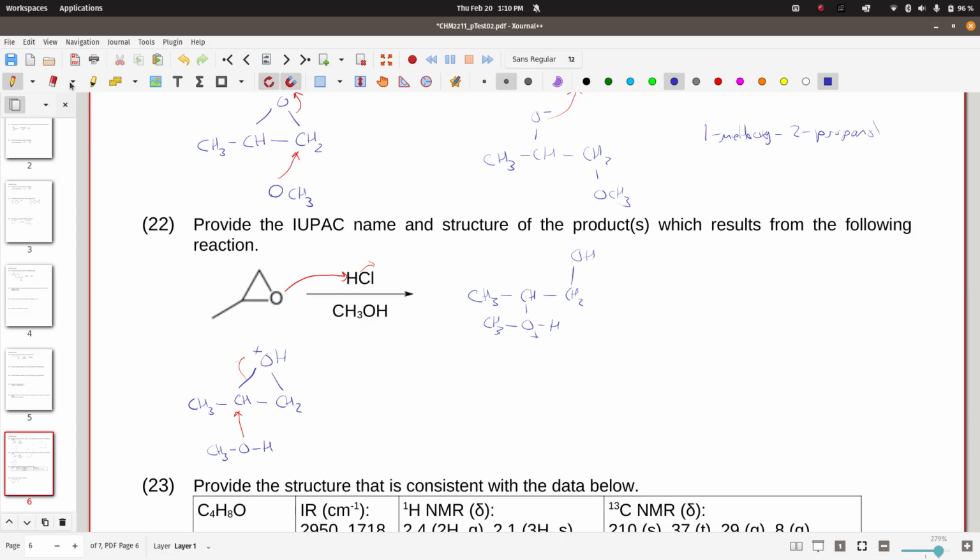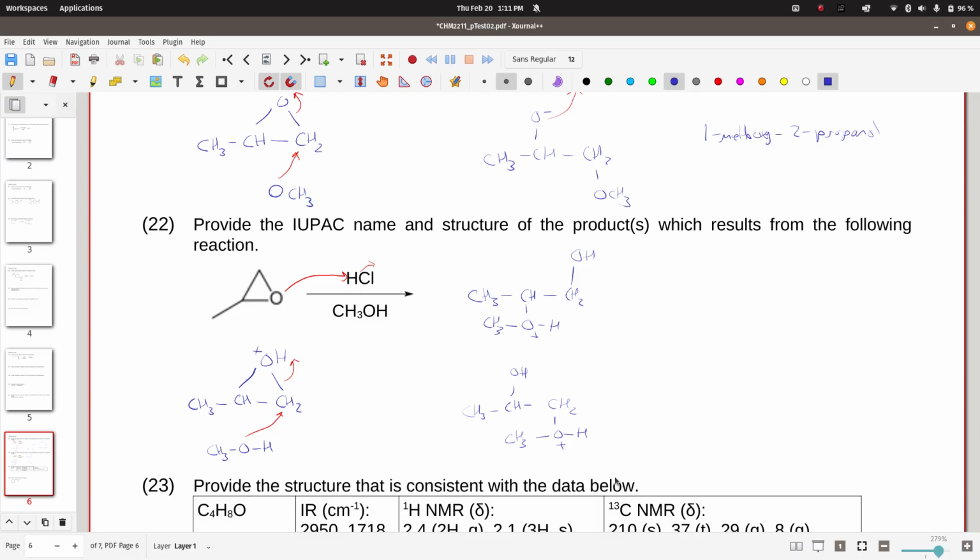And then my other possibility is to have that nucleophile alcohol attack the right side and kick those electrons up, which would give us CH3, CH, CH2, now the OH connected here, and the methanol attached here with a slight positive charge.